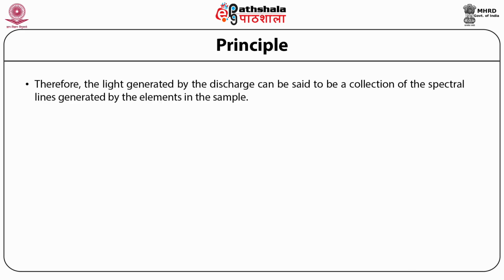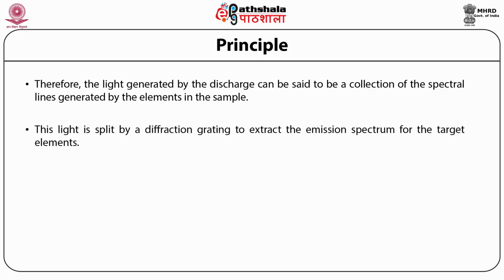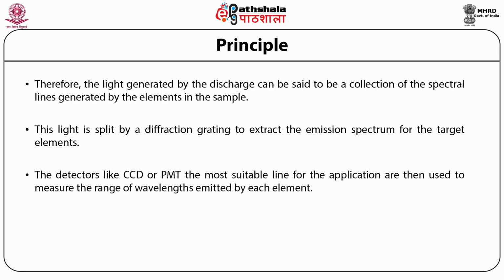Therefore, the light generated by the discharge can be said to be a collection of the spectral lines generated by the element in the sample. This light is split by a diffraction grating to extract the emission spectrum for the target elements. Detectors like CCD or PMT, using the most suitable line for the application, are then used to measure the range of wavelengths emitted by each element.